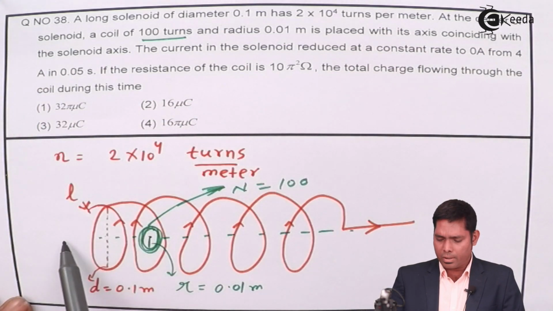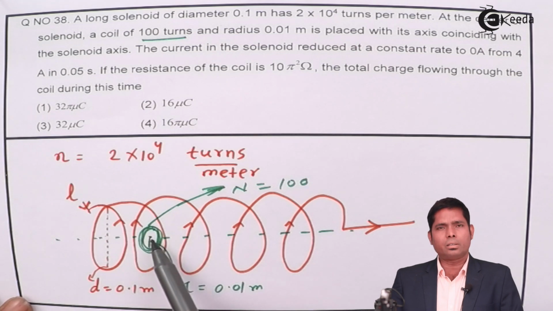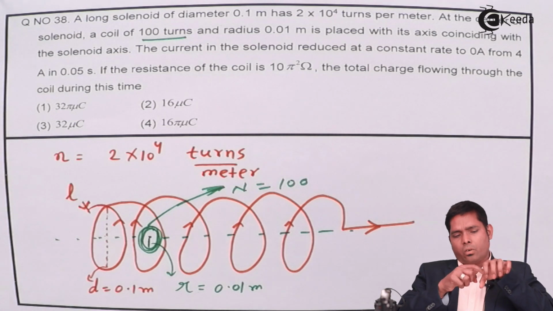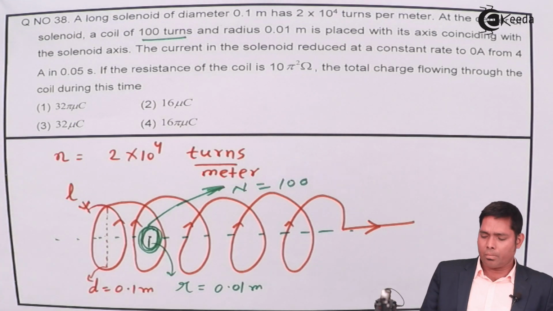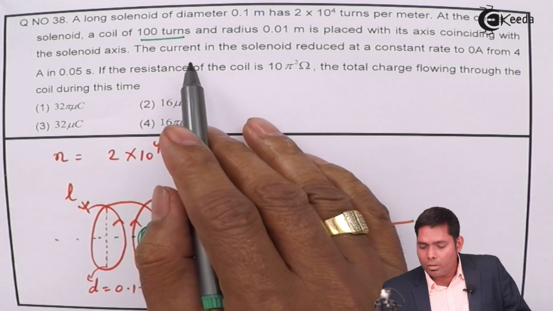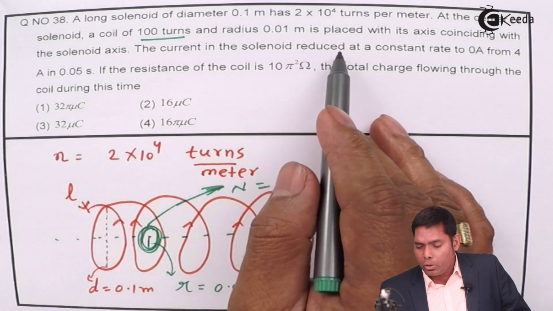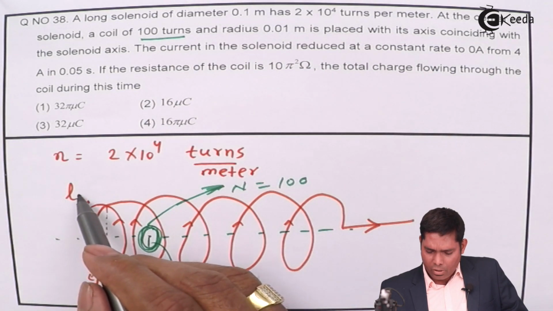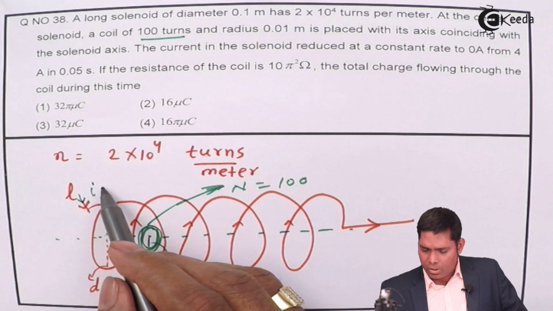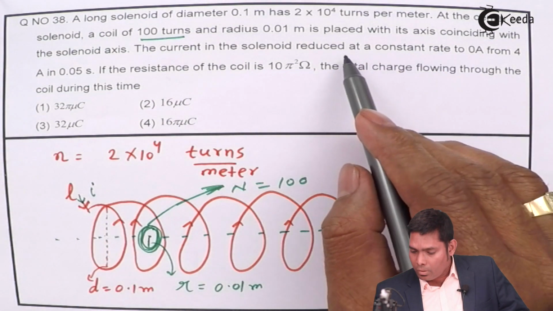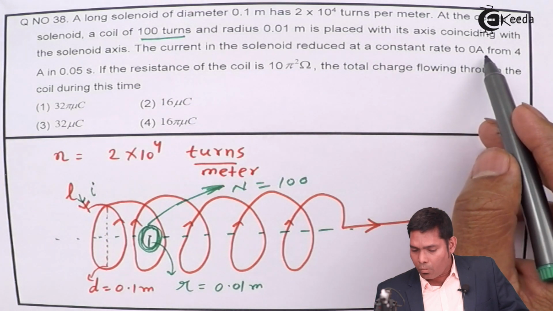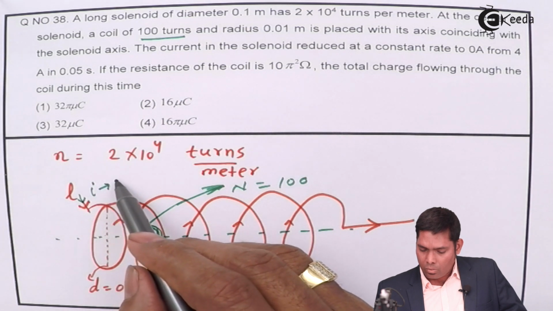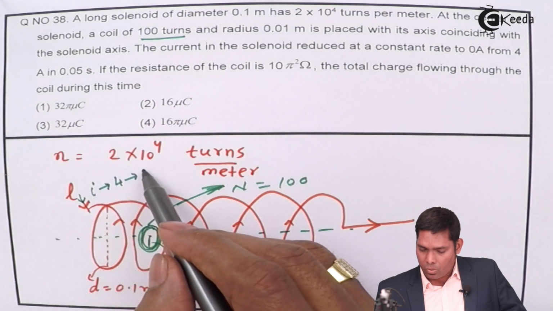So the axes of both the coil and the solenoid are the same. The solenoid has turns and the coil is placed here. Current in the solenoid is reduced at a constant rate, so the current I is reducing from 4 to 0.